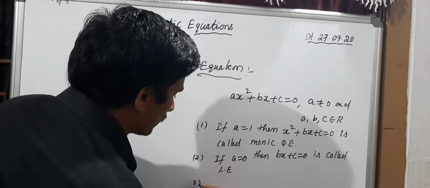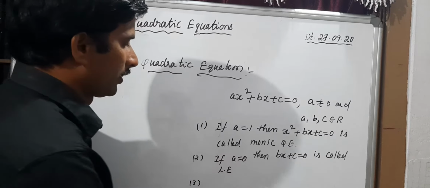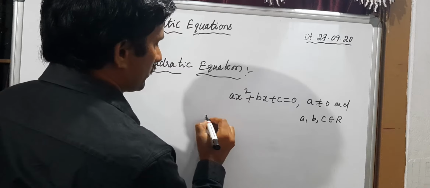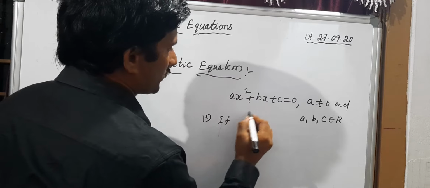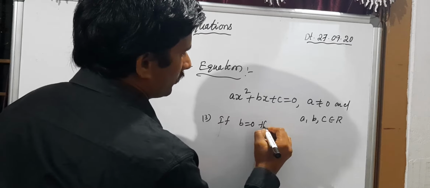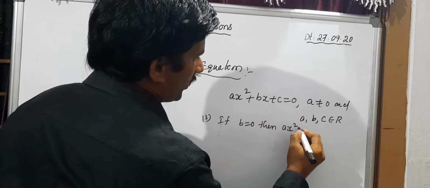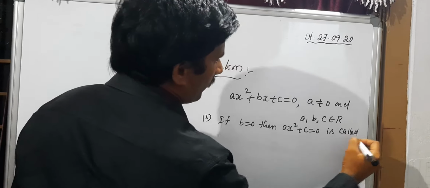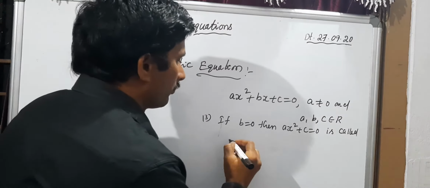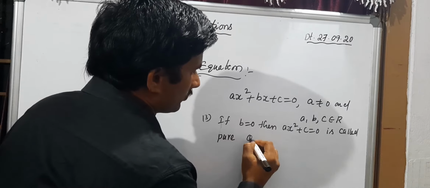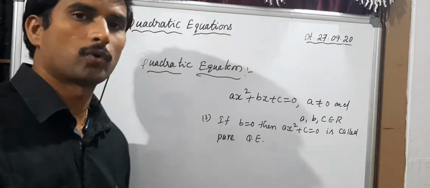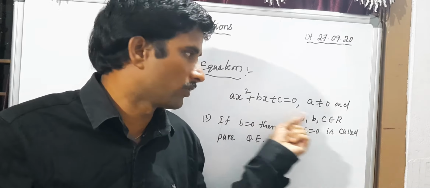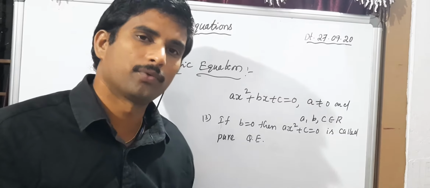The next one is, if the x coefficient equals 0. The third point is, if the x coefficient, that is b, equal to 0, then ax square plus c equal to 0 is called a pure quadratic equation.